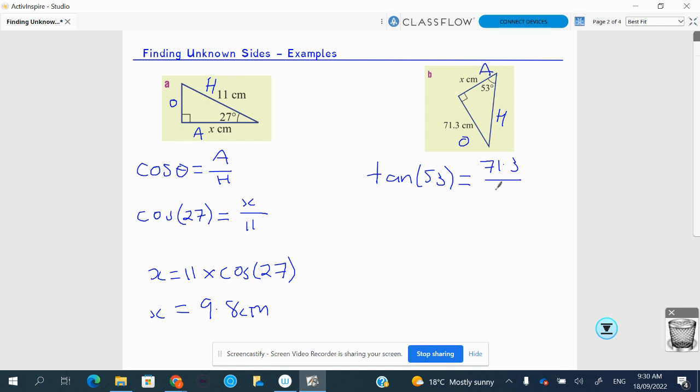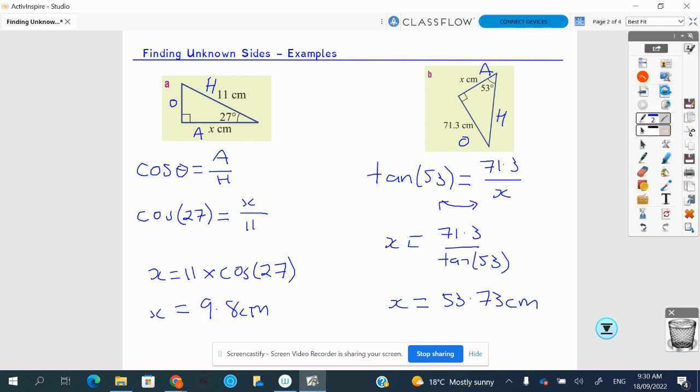71.3 over x. Now, rearranging this equation to find x, we're just going to switch the x and tan 53. So we'll get x equals 71.3 over tan 53. Typing this into your calculator, the value for x will be 53.73 centimeters.